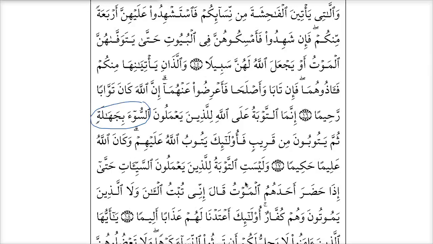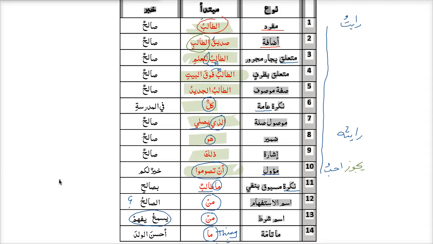Okay. عذابا أليما. أعتدنا لهم عذابا أليما. What type would this be? صفة موصوف. الطالب الجديد. No, not number 7. Number 7 would be موصول sila. It has to have a موصول in there. No problem. Okay, let's look at another one then.